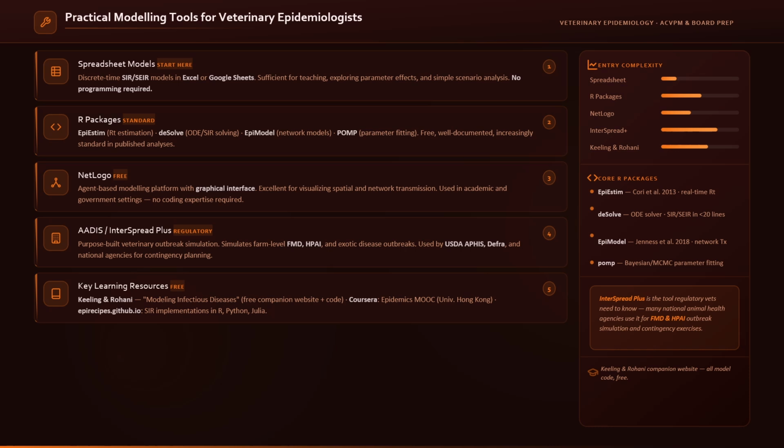NetLogo offers agent-based modeling with a graphical interface, excellent for visualizing spatial and network spread. And at the regulatory end, purpose-built tools like InterSpread Plus and AADIS simulate farm-level foot and mouth and avian influenza outbreaks. These are what USDA, APHIS, DEFRA, and national agencies use for contingency planning. For self-study, Keeling and Rohani's book has a free companion website with all the model code.